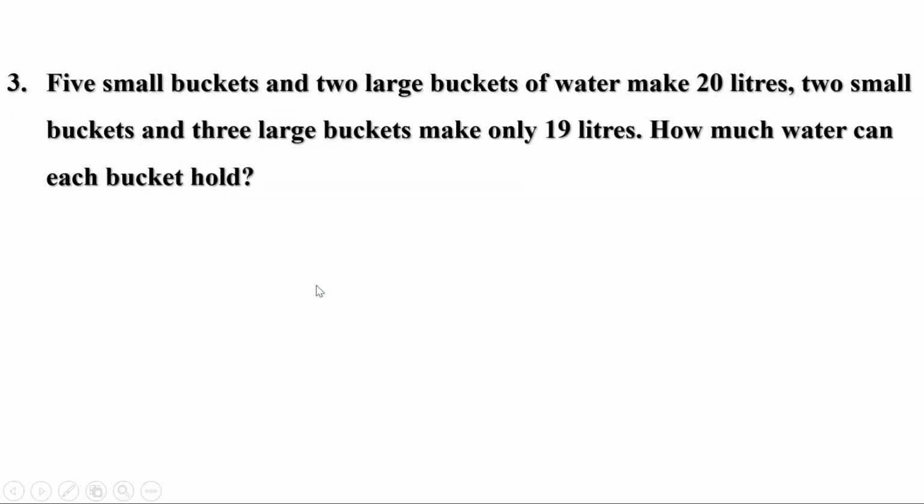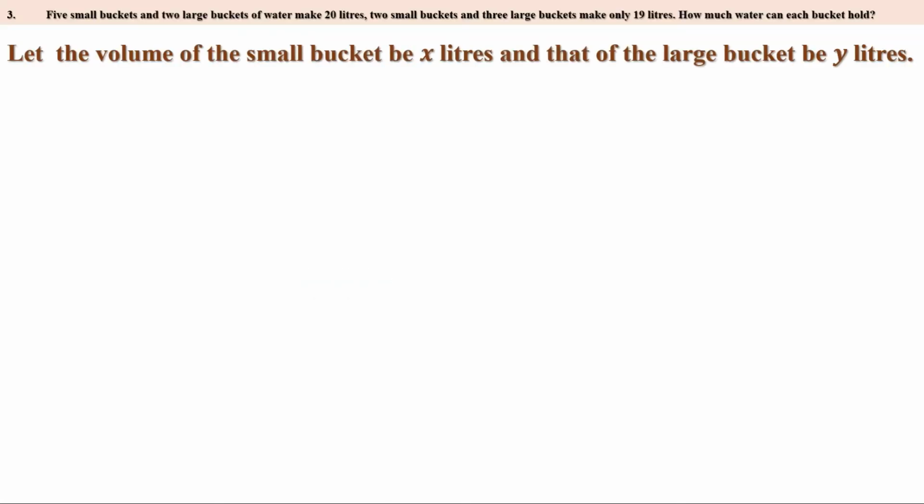Third problem. 5 small buckets and 2 large buckets of water make 20 liters. 2 small buckets and 3 large buckets make only 19 liters. How much water can each bucket hold? Let the volume of the small bucket be x liters and that of the large bucket be y liters. Since the volume of the small bucket is x liters, 5 small buckets of water is 5x liters and 2 large buckets of water is 2y liters.